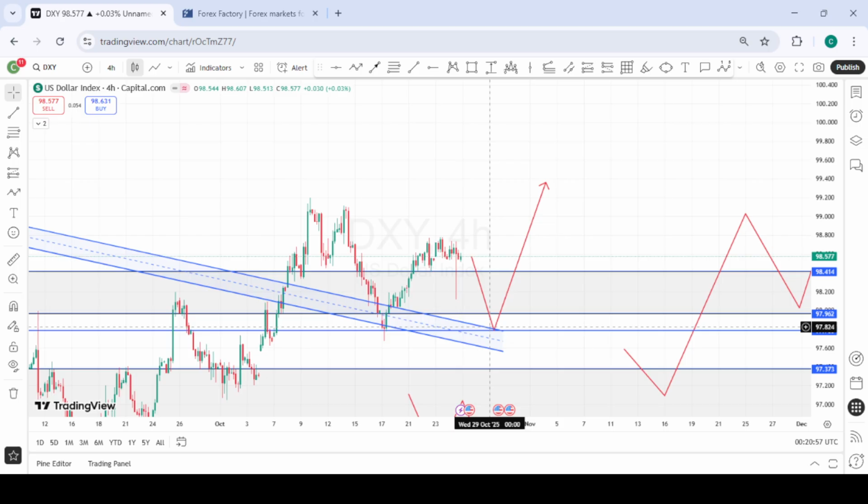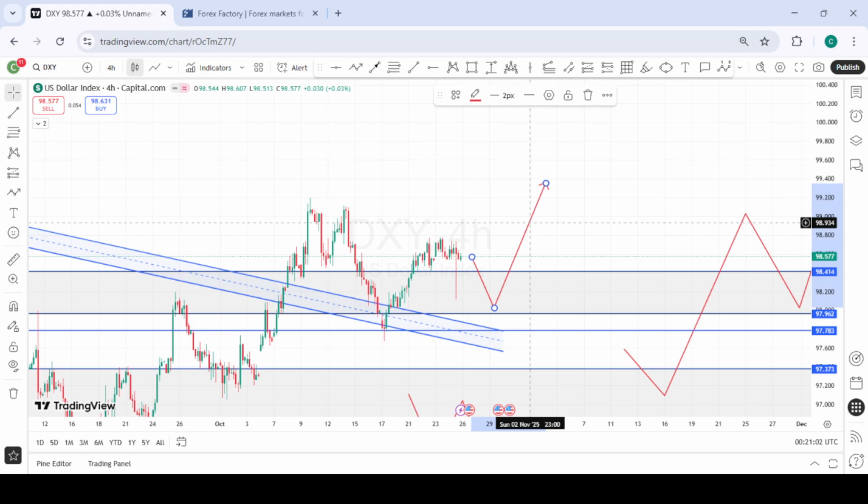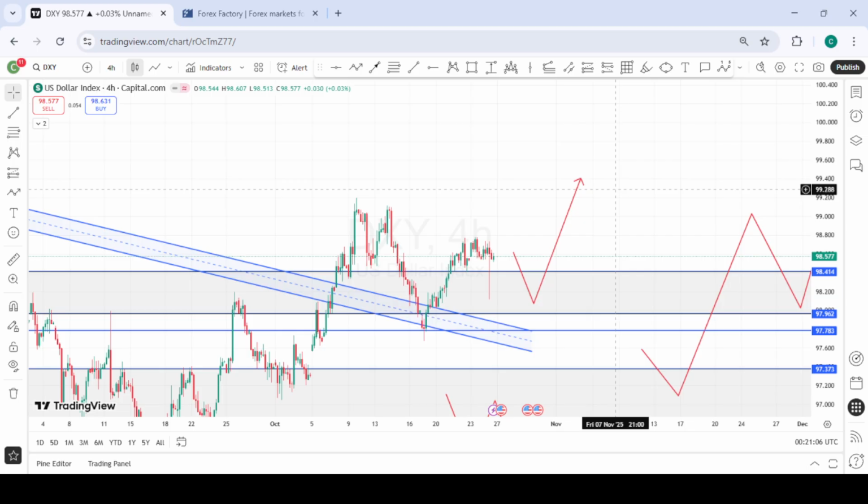So at this area of interest, we look out for buying opportunities, whether we're going to get some reversal patterns to the upside or some engulfing candles to confirm our bullish move to the upside. So let's look forward to that.